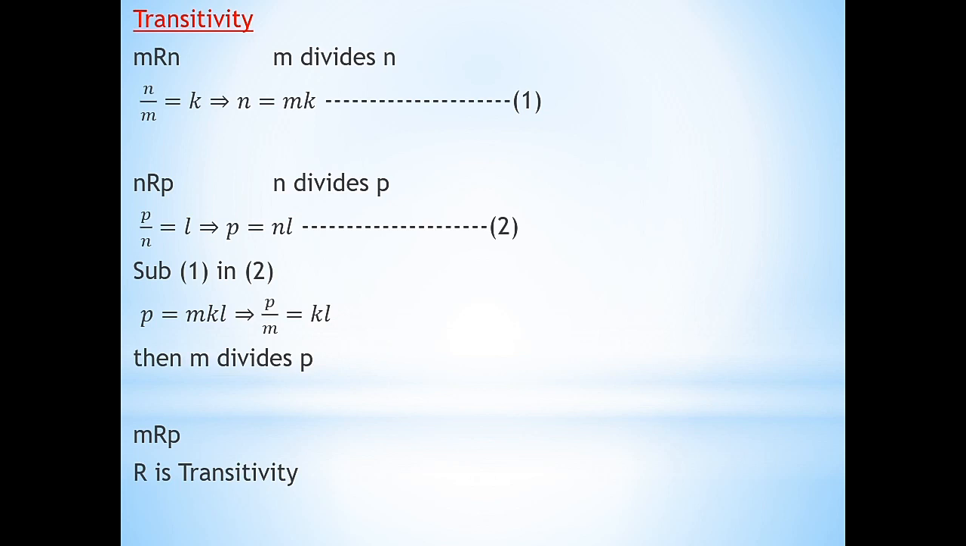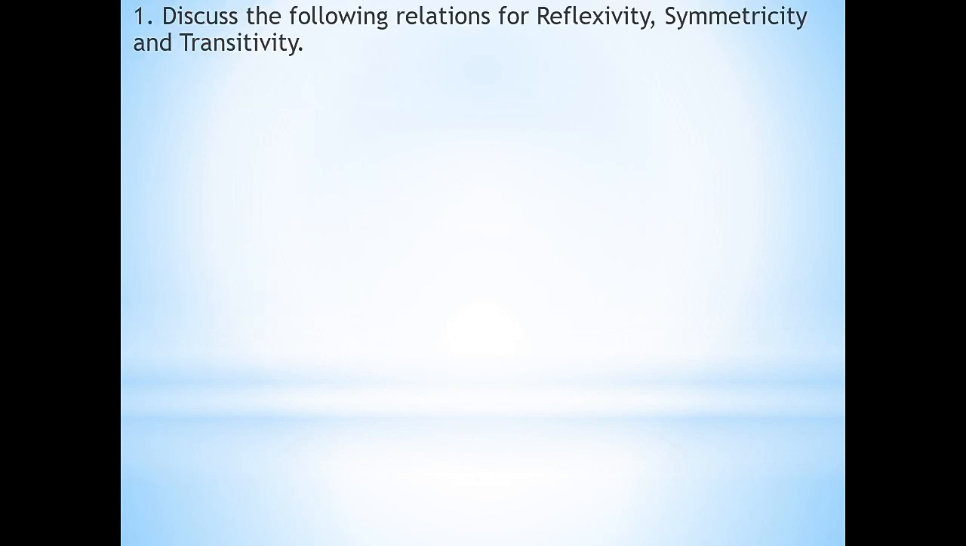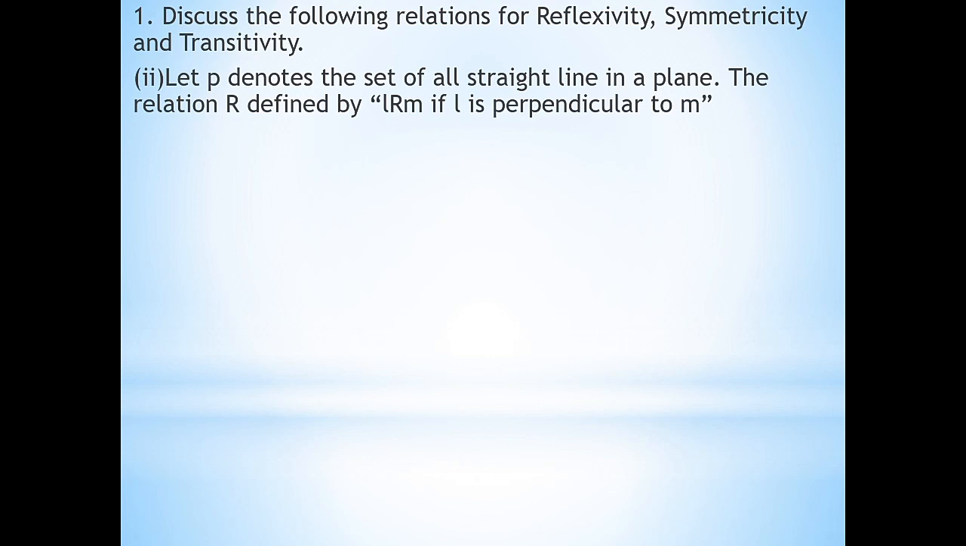Okay, right. Now we'll get into the next problem. Discuss whether the following relation is reflexive, symmetric and transitive. Subdivision 2. Okay, so here we are going to take a set P that contains all straight lines. Okay, all are straight lines. Now we are making a relation. How we are making a relation means l is related to m if l is perpendicular to m. So one line is perpendicular to another line. So we are going to take 3.